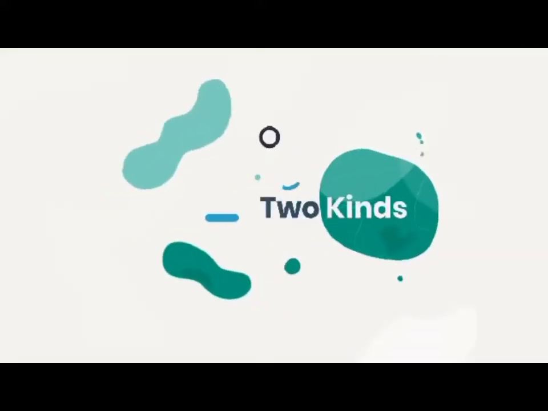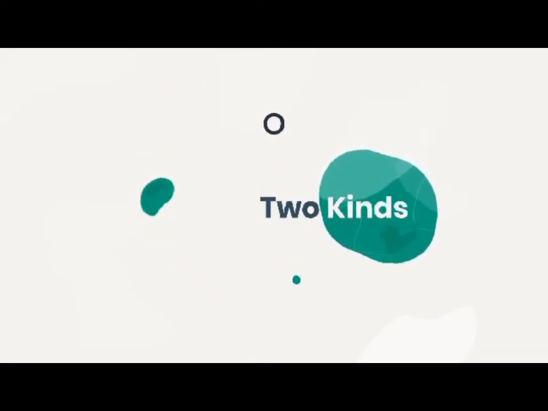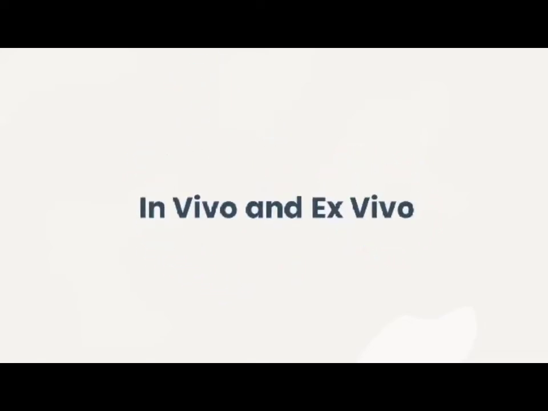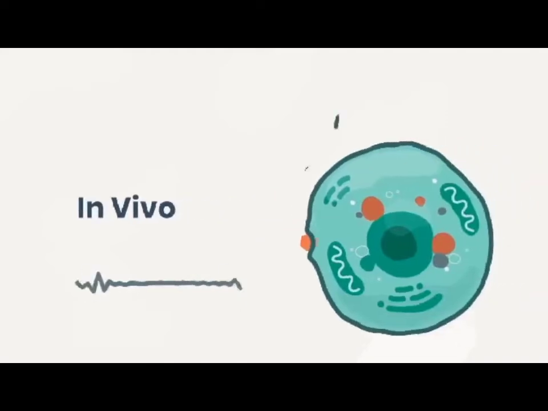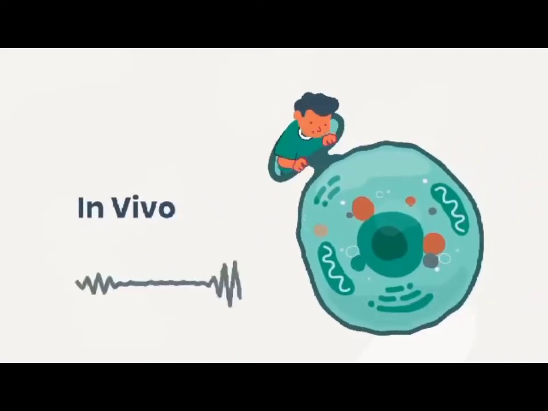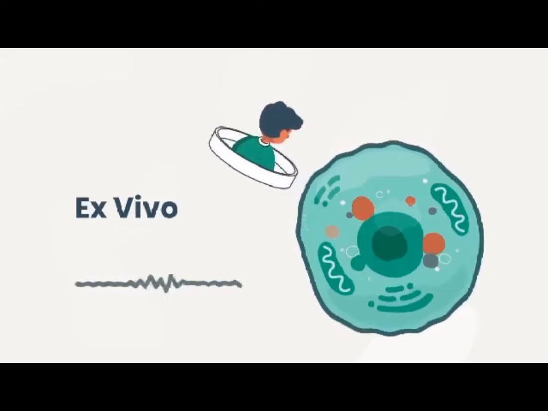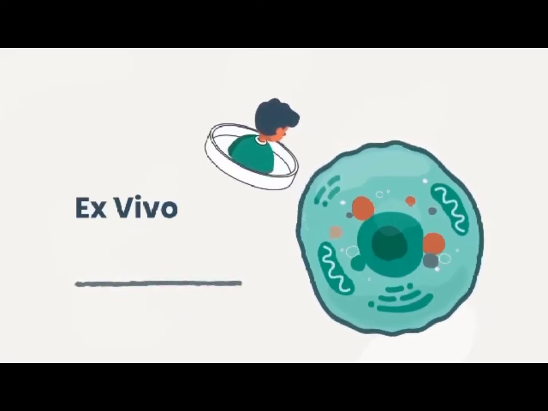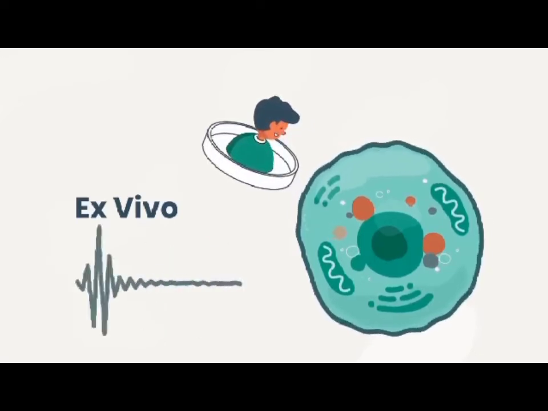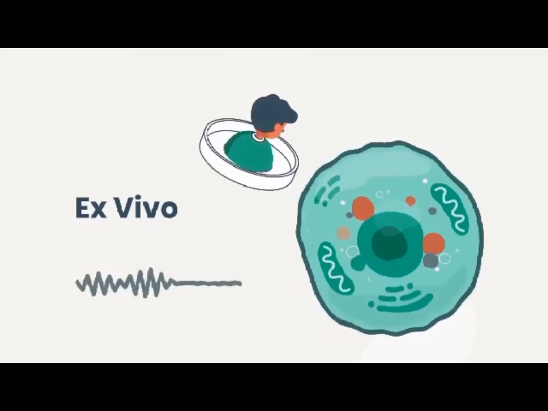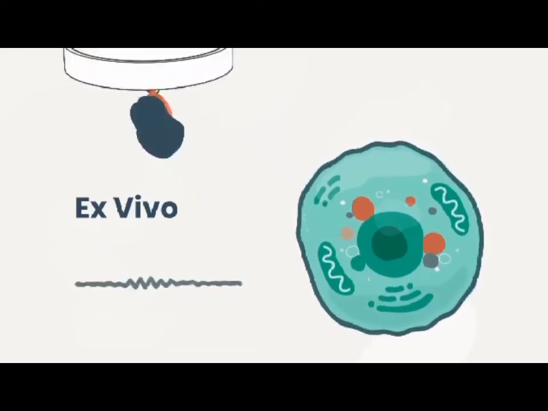It's worth noting there are 2 kinds of gene therapy: in vivo and ex vivo. In vivo gene therapy, the genes are introduced directly into the patient's cells while the cells are still in the patient's body. In ex vivo gene therapy, cells are removed from the patient's body, then the genes are added to those cells in the lab, and the cells are then returned to the patient.